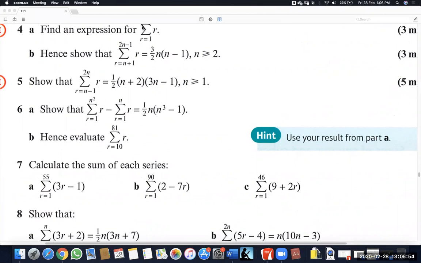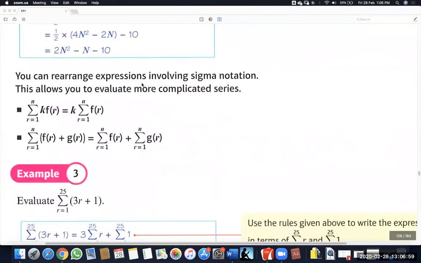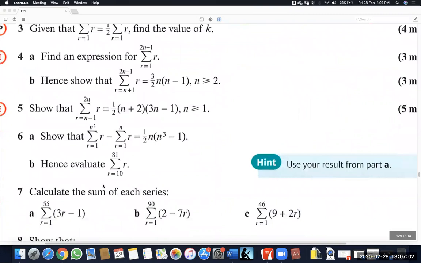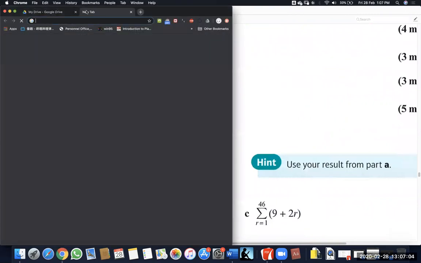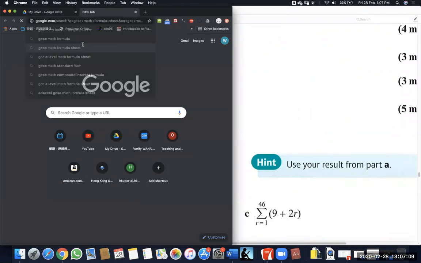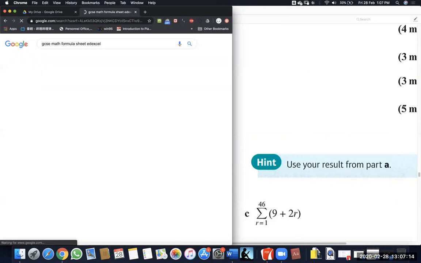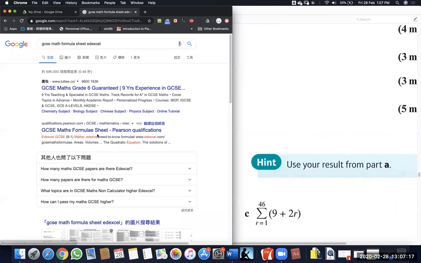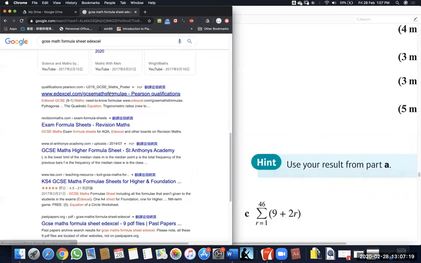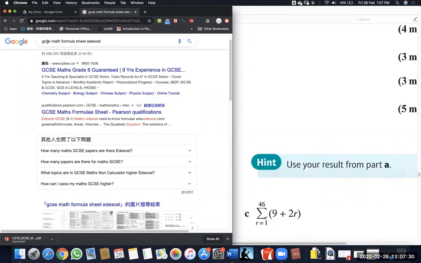So what formula do you have? Let's have a look. In your formula sheet, maybe, I'm not sure. Let me download your formula sheet. GC math formula. At Excel. Not this one. GC.